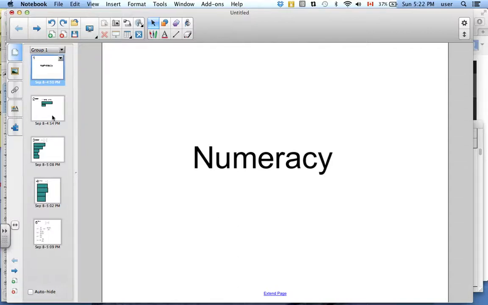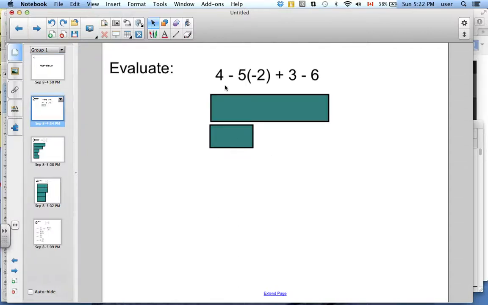This should be pretty easy for you guys, hopefully. So here we have, just to evaluate this question, 4 minus 5 multiplied by negative 2 plus 3 minus 6. So here we're going to solve this question. So we're going to evaluate this question.